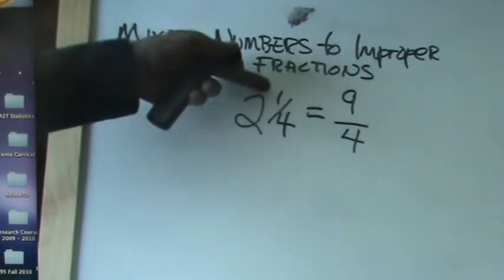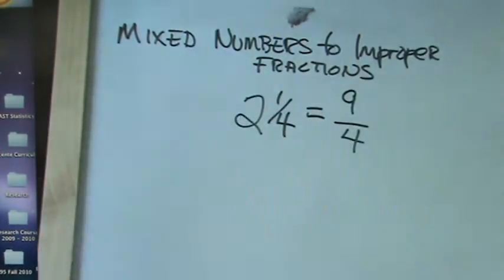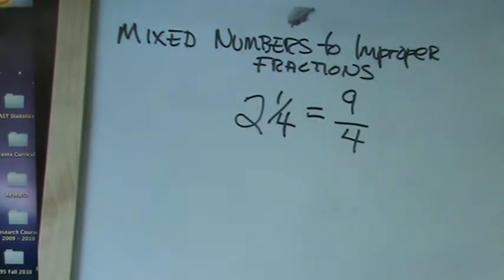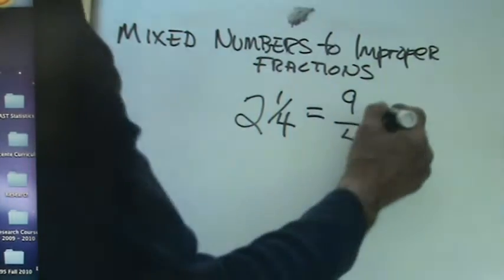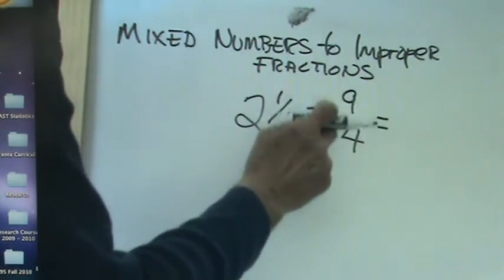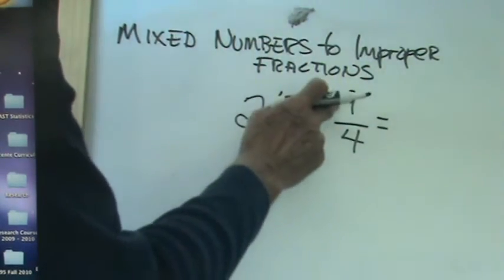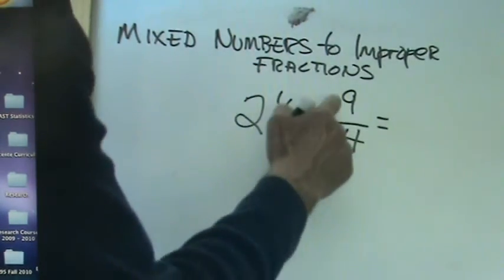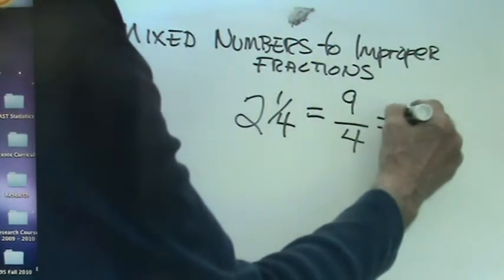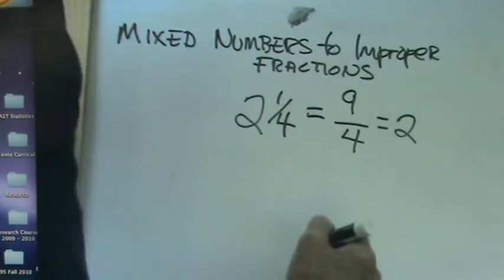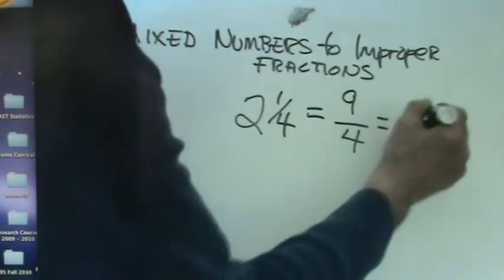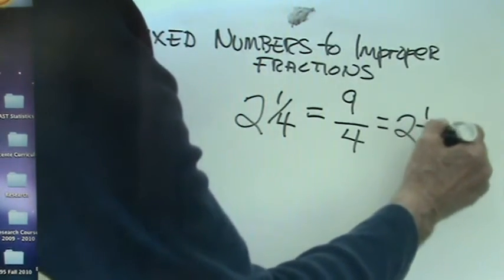So 2 and 1/4, if I change it to an improper fraction, is equal to 9/4. And it makes sense because if you recall last lesson, if I had an improper fraction and I wanted to change it to a mixed number or a whole number, I divide the bottom into the top. 4 goes into 8 2 times. I'm sorry, 4 goes into 9 2 times. 4 times 2 is 8. And I have 1 left over, which is 1/4.